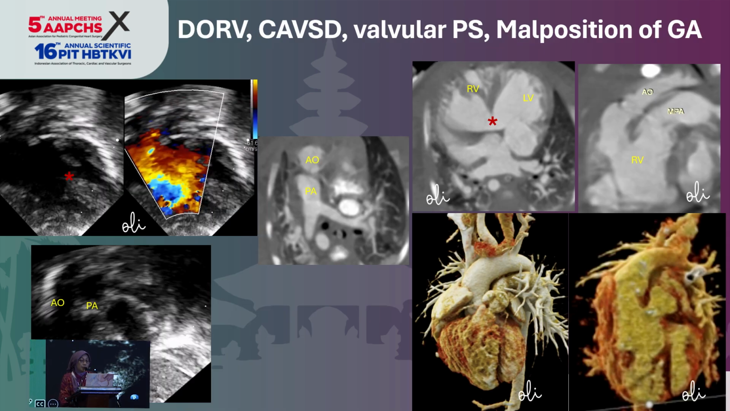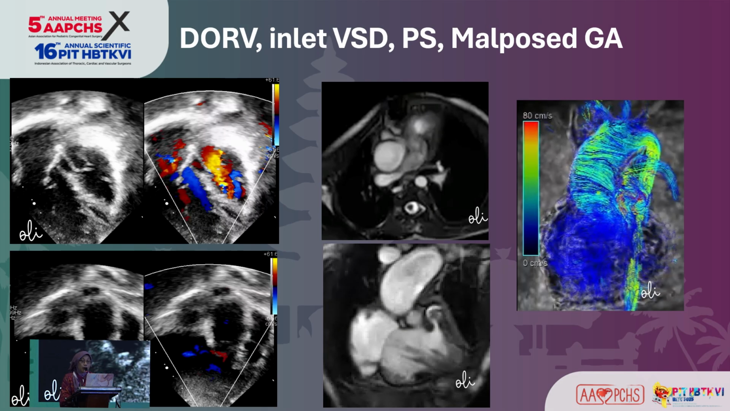Next is a man, 34 years old, with cyanosis and easy fatigue and saturation about 80%. Echocardiography found double outlet right ventricle, subarterial doubly committed VSD, and severe valvular pulmonary stenosis. Cardiac MRI revealed the location of the VSD beneath both the aorta and pulmonary valve, and the 4D flow also confirmed the RVOT obstruction.